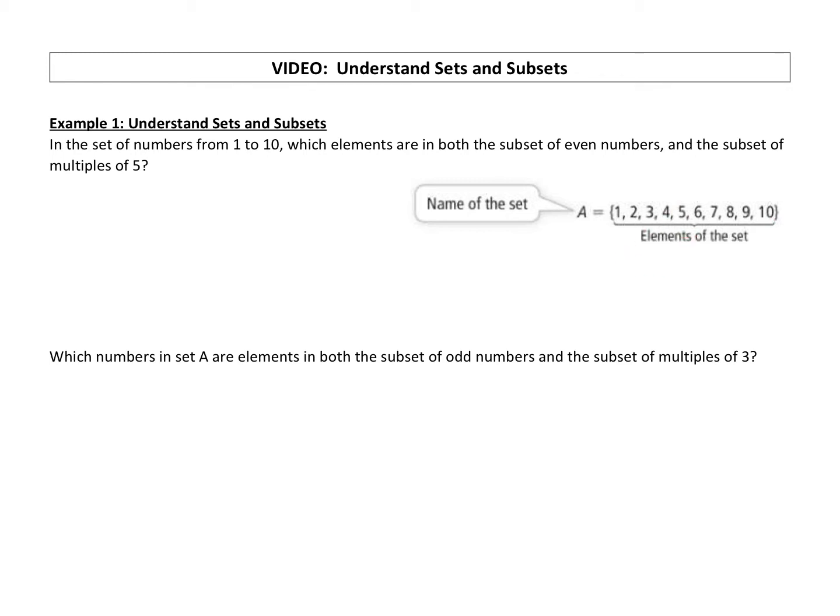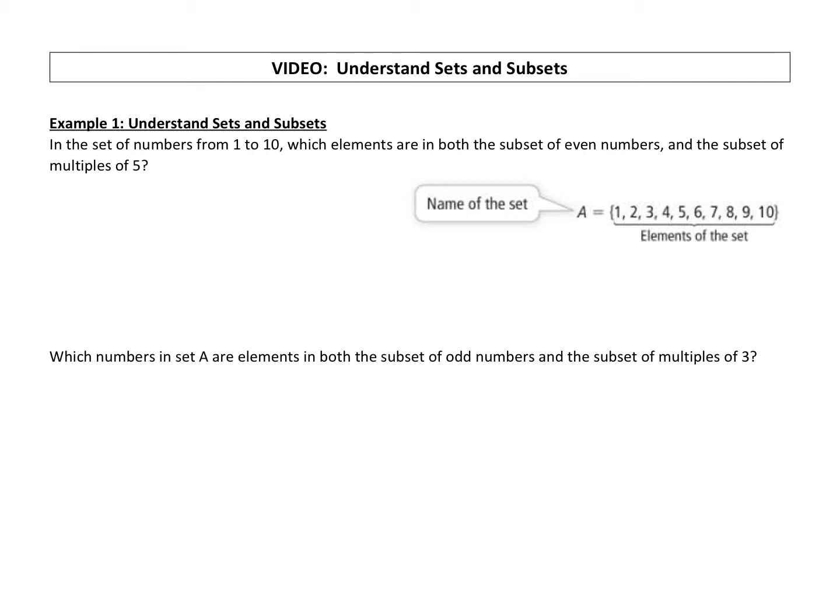These are all the elements of the set. So 5 is an element of the set. 9 is an element of the set. And the set is that collection of numbers. It's often given a name. So in this one, capital A is the set of the numbers 1 through 10. So of those, the question is, which elements are both in the subset of even numbers and the subset of multiples of 5? So let's talk about those subsets.